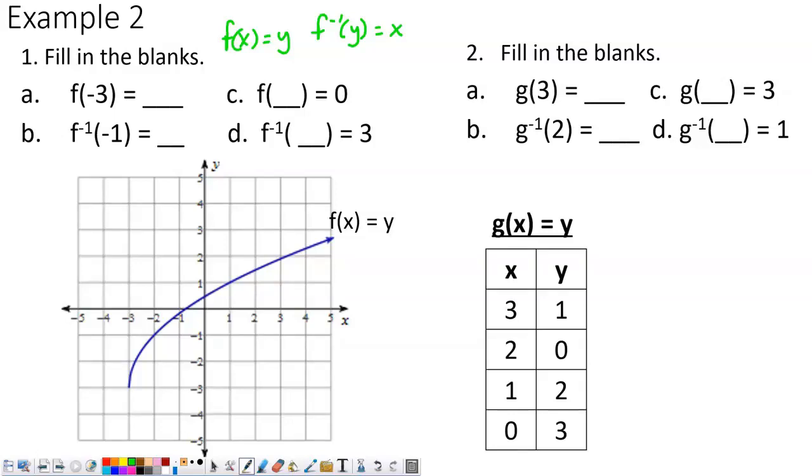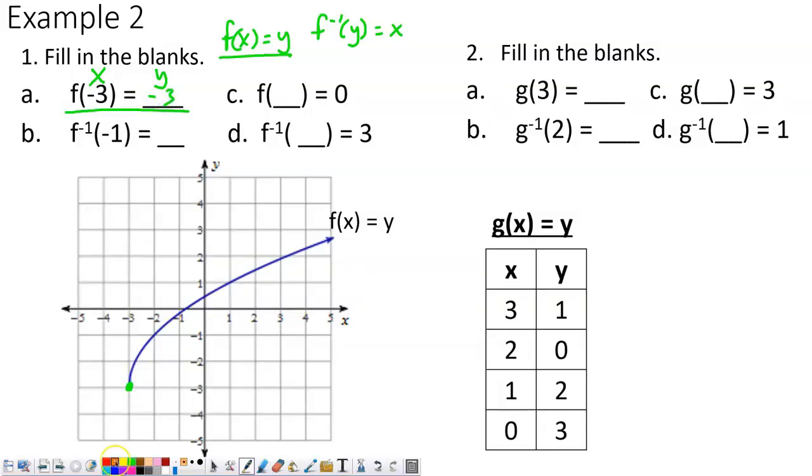Some of these questions are review questions, like this one, for instance. That's a review question. F of -3. Since this is f, that means the number in parentheses there, the -3, is an x. And the output is a y. So on my graph here of f of x, I'm going to look for where x equals -3. And then I'm going to ask myself, what's the y value? And the answer is -3.